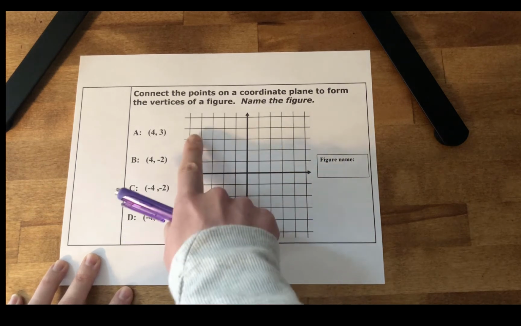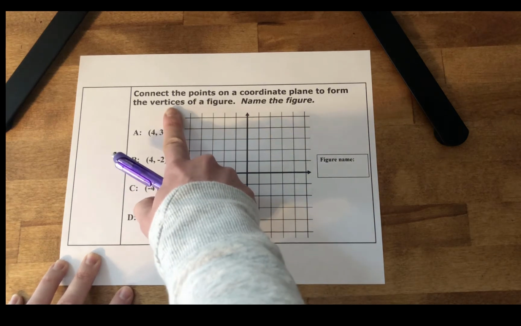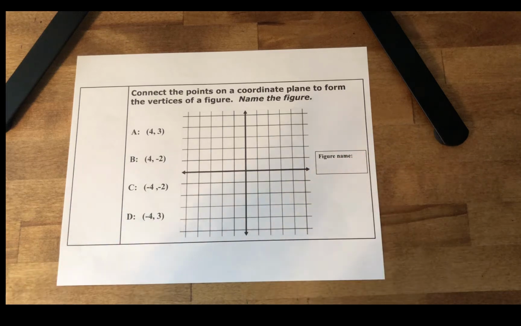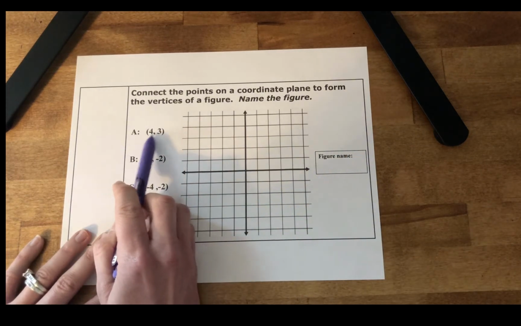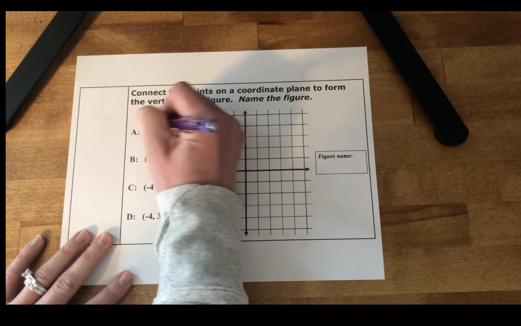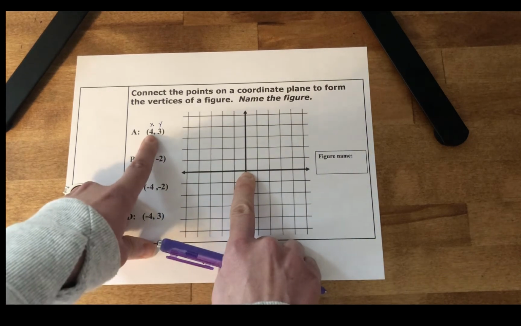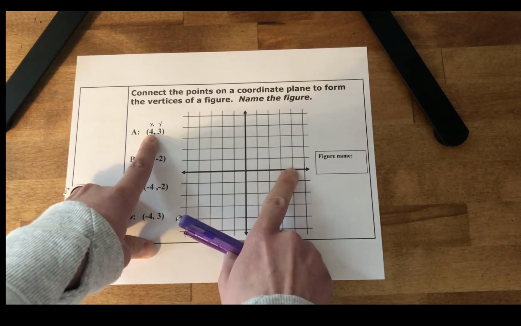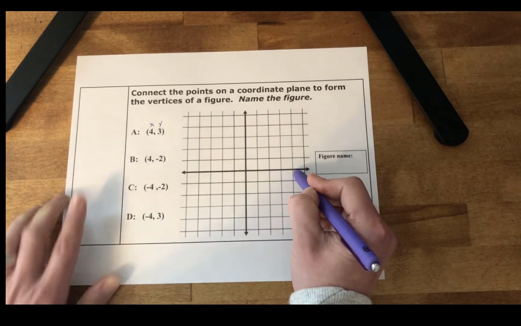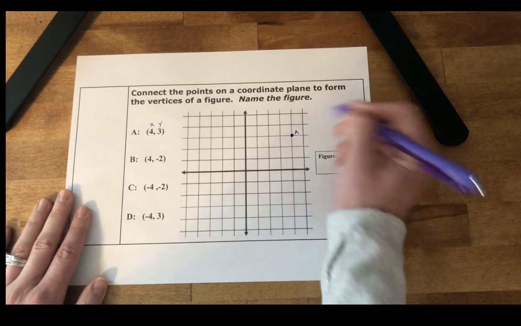This time, we're going to work to connect the points on the coordinate plane to form the vertices of a figure. Where segments meet, those form vertices. Then we have to name the figures. So again, we're just practicing our graphing. We have point A, here's the ordered pair. Notice how it's inside a parenthesis. This first value is my x, the second value is my y. So starting at the origin, I need to find +4. 1, 2, 3, 4. Then from here, I need to find a y value of +3. I'm going to move up 3. 1, 2, 3. This is going to be point A.